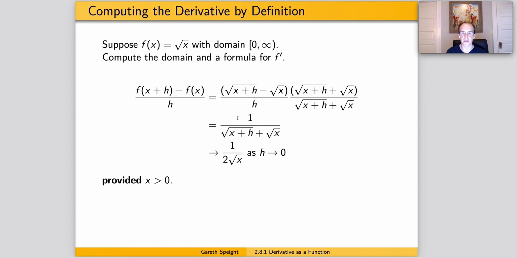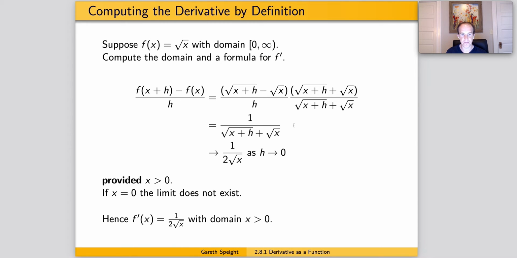Then we have to go back to the step before we took the limit. So if we look at 1 over the square root of x plus h plus the square root of x, if x equals 0, this becomes 1 over the square root of h. And as h goes to 0 from the right, that will approach infinity. So in that case, the limit does not exist. So the limit does not exist when x equals 0. So there is no derivative at 0. There is only the derivative for x strictly bigger than 0.